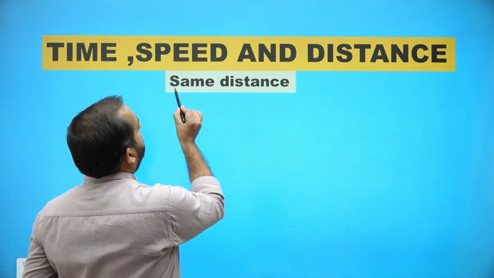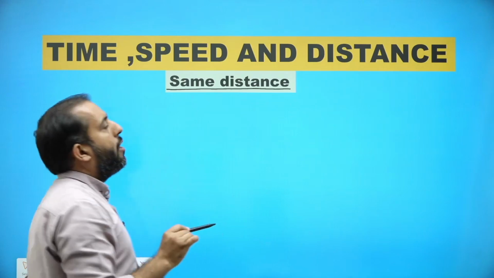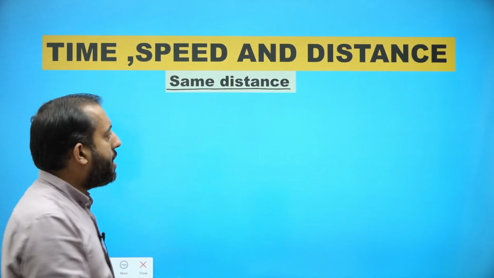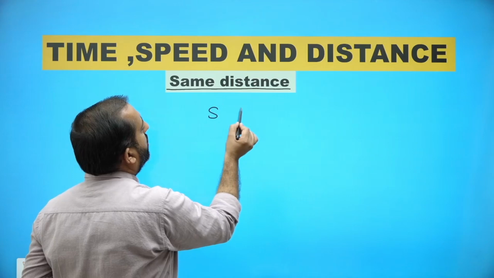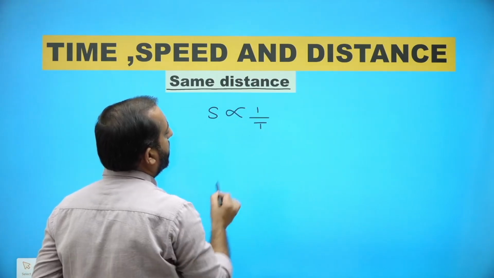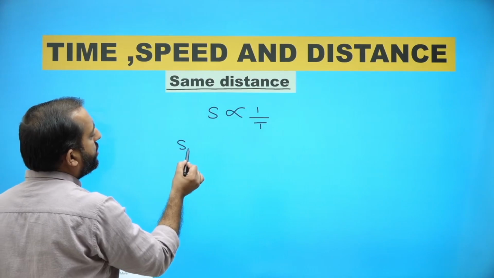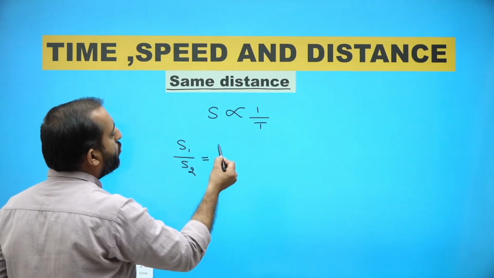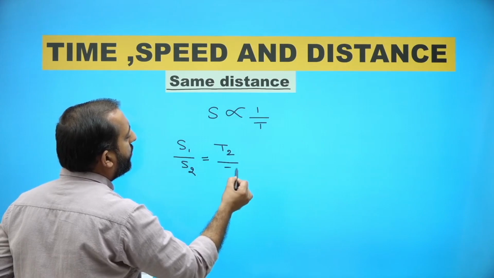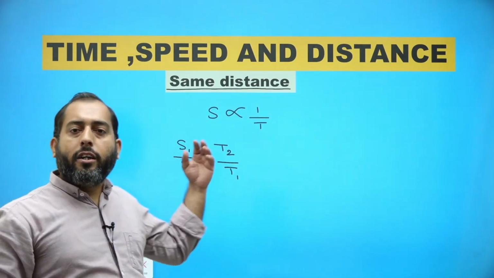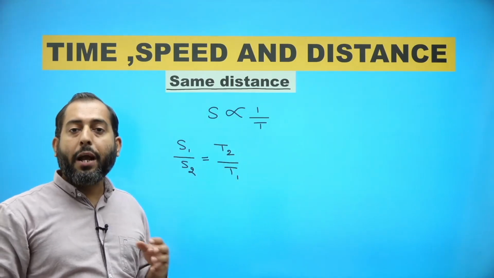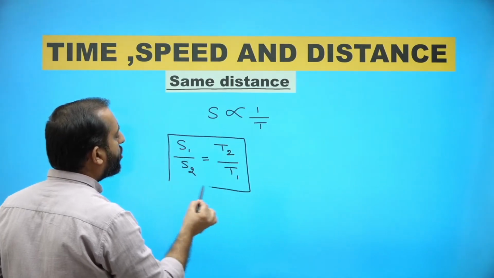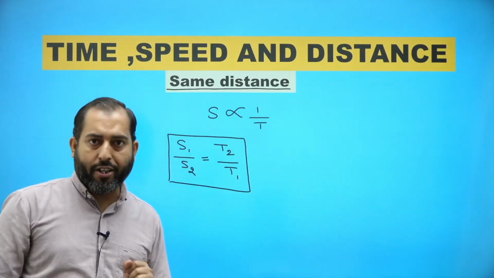Suppose two different objects with two different speeds cover the same distance in two different times, then speed will be inversely proportional to time taken. And let's say if the speeds of the objects are s1 and s2, then s1 upon s2 will be equal to t2 upon t1, where t2 is the time taken by the second object and t1 is the time taken by the first object. So the ratio of speed is inversely proportional to the ratio of time taken by those two objects.